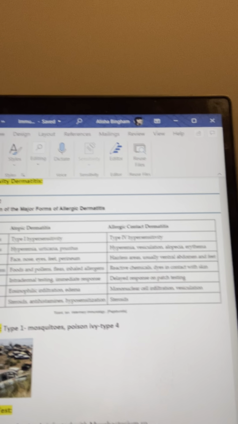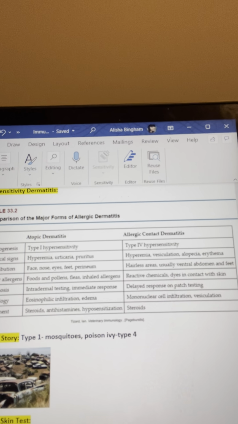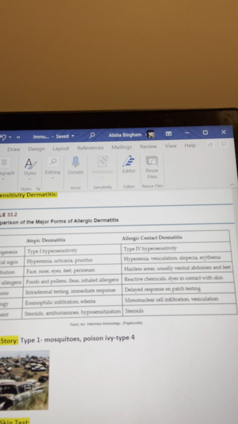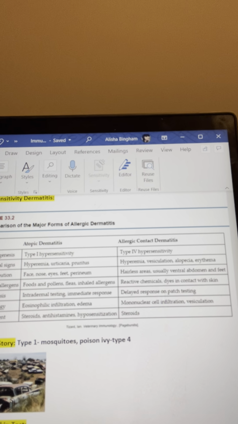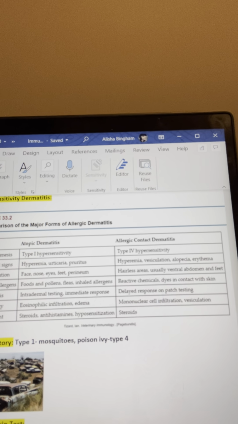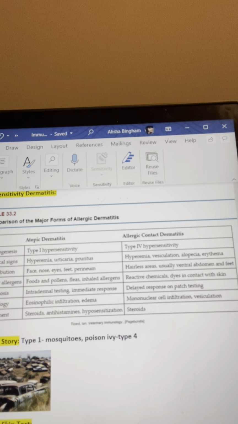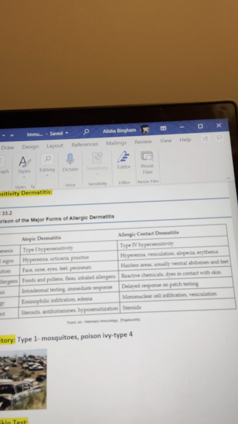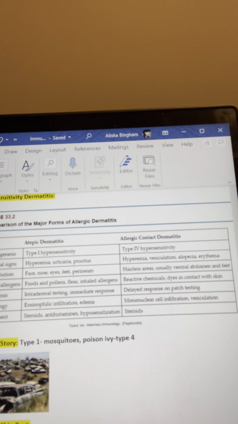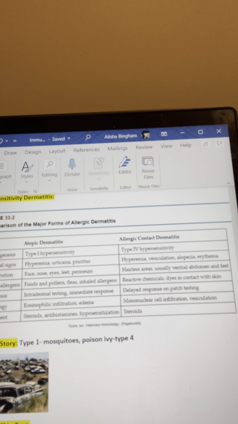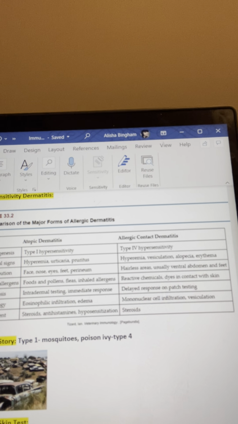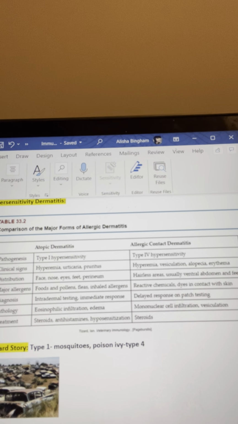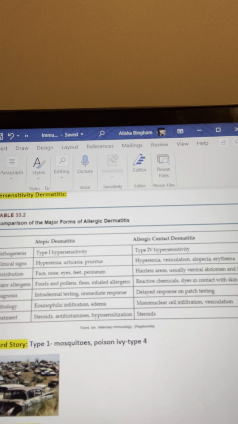Whereas allergic contact dermatitis has to do with type 4. Its clinical signs are hyperemia, vesiculation, alopecia, and erythema. The distribution has to do with hairless areas, usually your ventral abdomen and feet. Its major allergens are reactive chemicals or dyes in contact with the skin. Its diagnosis has to do with delayed response on patch testing. Its pathology is mononuclear cell infiltration and vesiculation, and its treatment is also steroids. So they're a little different.